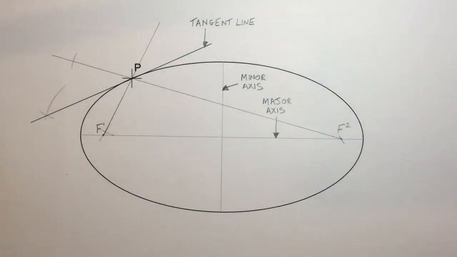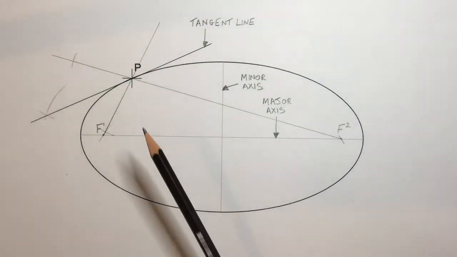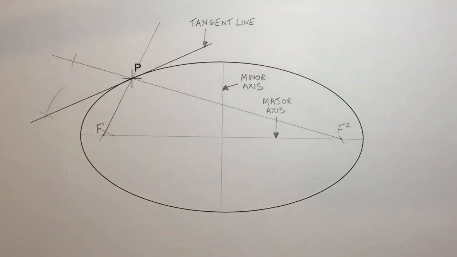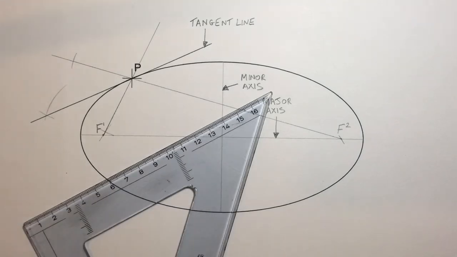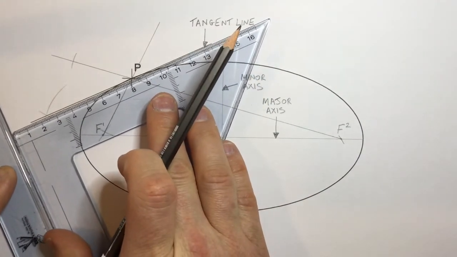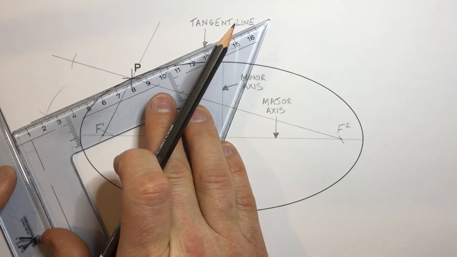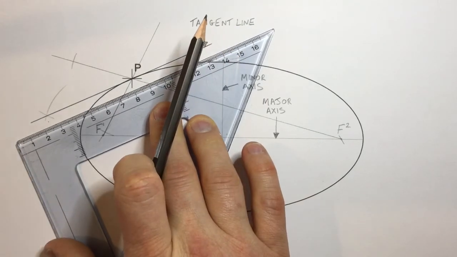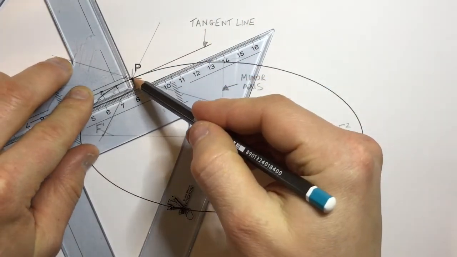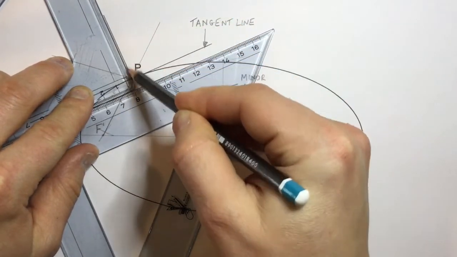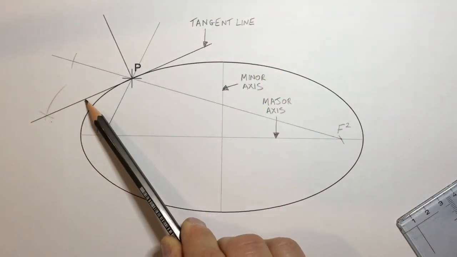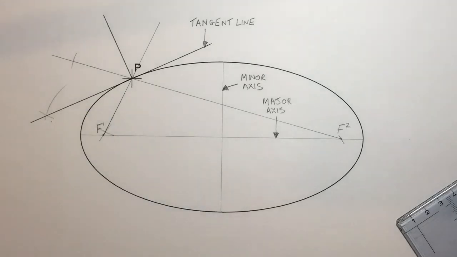And finally, I want to draw the normal line, and my normal line is going to be 90 degrees to my tangent line coming from point P. So I'm going to just use a little bit of sliding set squares to bring that back a fraction. And I'm going to draw a line up there. And this line here is my normal line. That is 90 degrees to my tangent line.